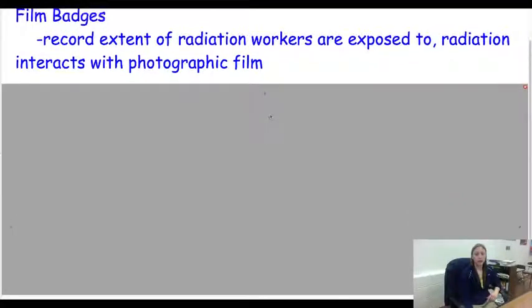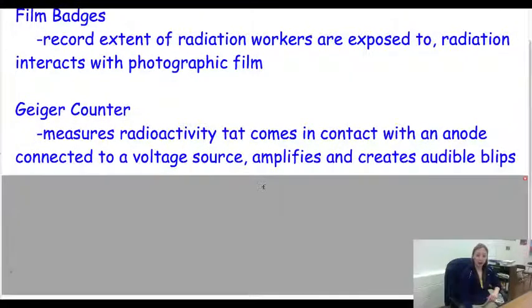Alright, the next thing here would be the Geiger counter. Geiger counters measure radioactivity that comes into contact with an anode connected to some kind of voltage source. They will then amplify it and create some kind of audible blip. These usually have two pieces: the voltage source with a handle on it, and usually another little end that you wave around and point to wherever you think the radioactivity is located.